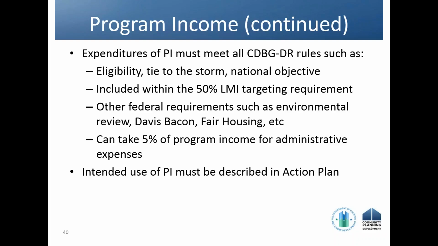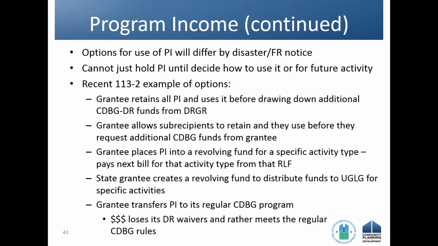Now, if you're going to be getting program income, you have to describe in your action plan how you plan to use it. Is it going to be more of the same for my existing programs? Am I going to use the program income for a different kind of program? What's my plan for how I'm going to use it? And HUD actually lays out a couple of options for how you can think about your program income. And again, these will be specific to your particular Federal Register notice, so you need to be cautious about it. But generally, the options are as follows.